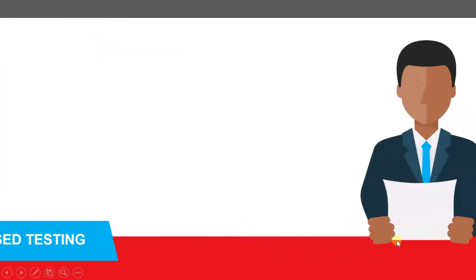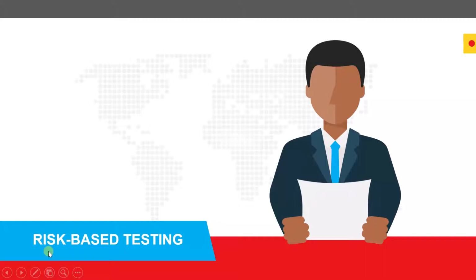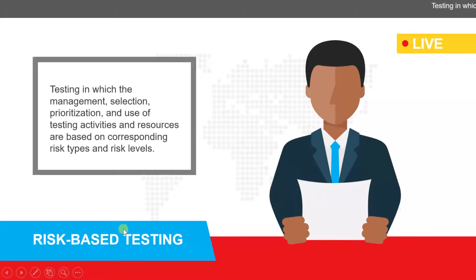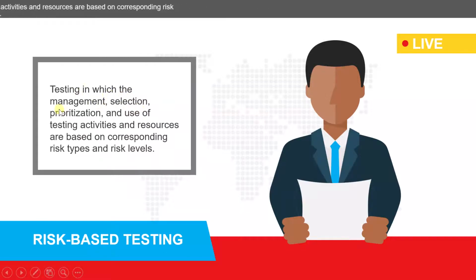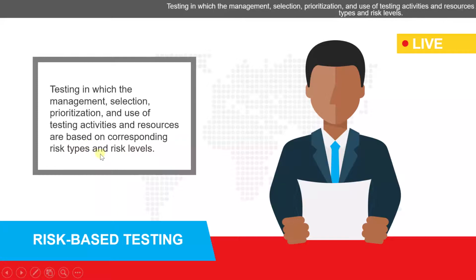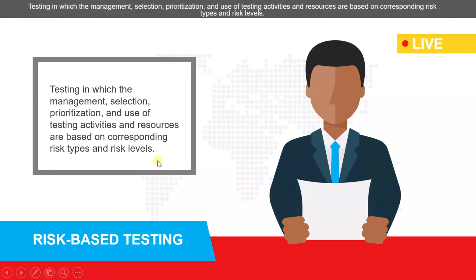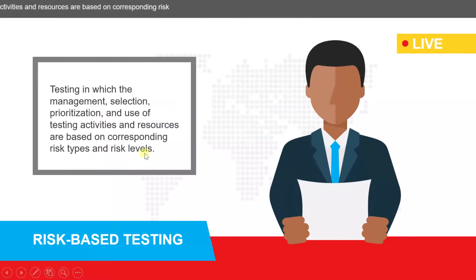The next topic is, what is the meaning of risk-based testing? This is the last definition. Finally, we reached risk-based testing. Testing in which the management, selection, prioritization and use of testing activity and resources are based on corresponding risk type and risk level. So whatever management we do is based on the risk type and risk level.